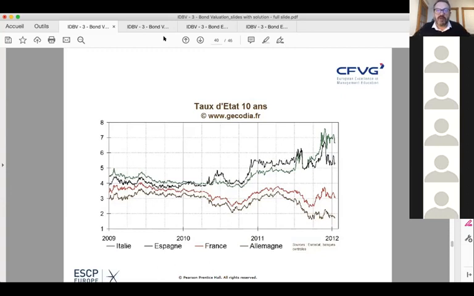Because people did not buy the bond. So of course the issuer is choosing the rate and the maturity, but they choose them so that the operation is at the end of the line a success. So this is what they try to do.